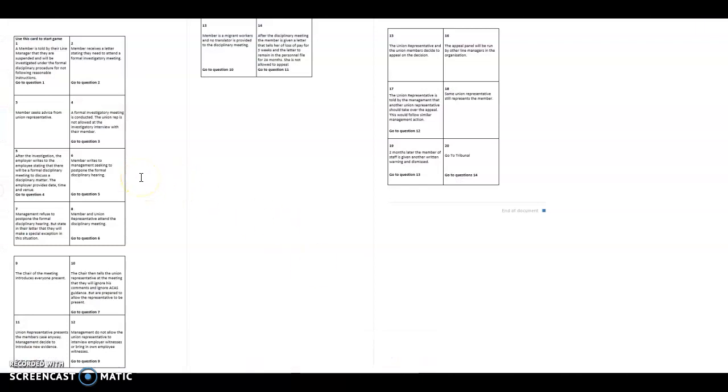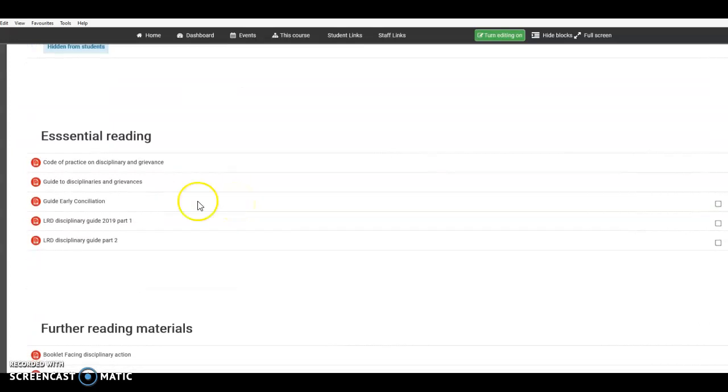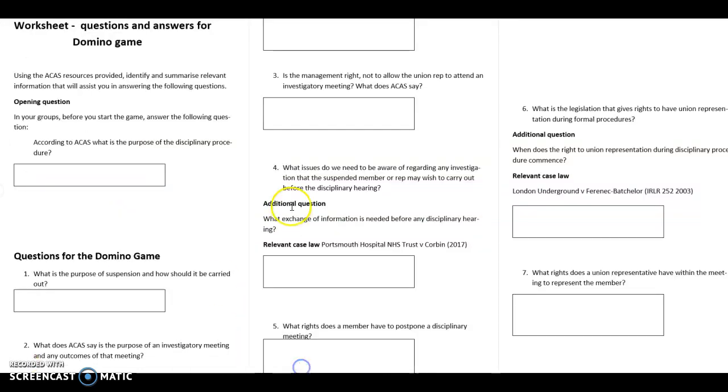So the dominoes in itself is a case study. And then looking at the ACAS code of practice and the guide, which is contained in the Moodle. I also have modified. Sorry, just in terms of switching. As you're working through the questions, some of them I've added an additional question with a reference to a relevant case law. And my intention there was just to push the issue a little bit further and particularly just grab some of that interest.